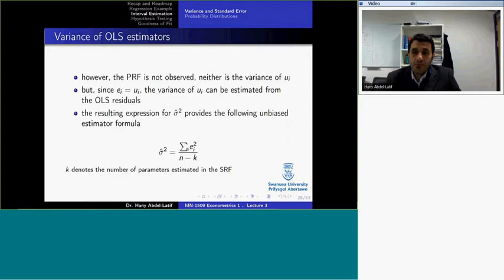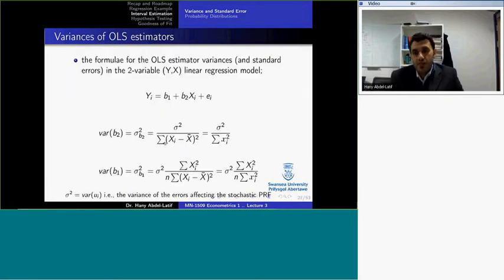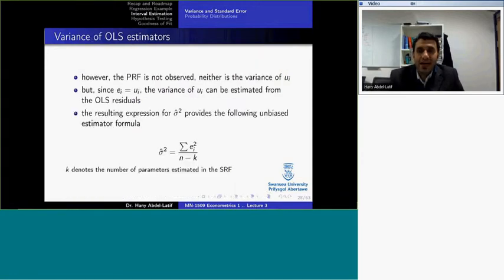That formula is the sum of the residuals squared divided by n minus k. To remind you, n is the number of observations, and k is the number of parameters estimated in the regression. In our example, we have two parameters to estimate, beta 1 and beta 2, and that's why k will be 2. So it will be n minus 2. Once we have sigma hat squared, we can use it instead of sigma squared in this formula as well, and that way we can calculate the variance of B2 and B1.